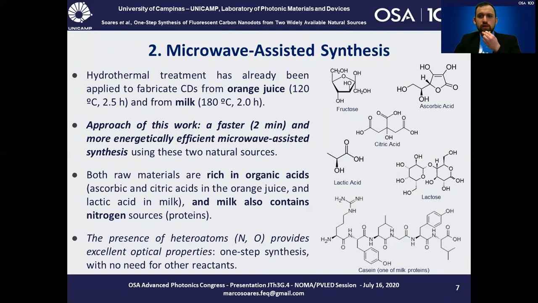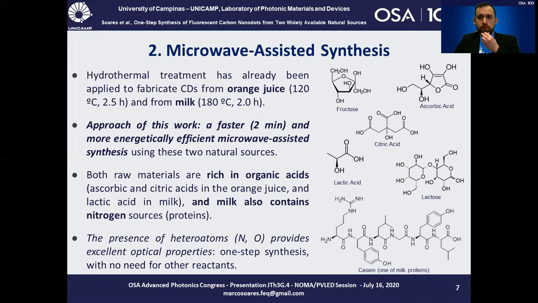But it's important to note that the hydrothermal treatment, in fact, was already used for obtaining these dots, but with very drastic conditions and higher energy consumption. For example, for orange juice, a treatment of 120 degrees for 2.5 hours was used, or for milk, 180 degrees for 2.0 hours. These are drastic conditions capable of providing dots with crystalline structures. The approach of this work uses a faster process of only 2 minutes and a more energetically efficient microwave-assisted process for obtaining the dots.